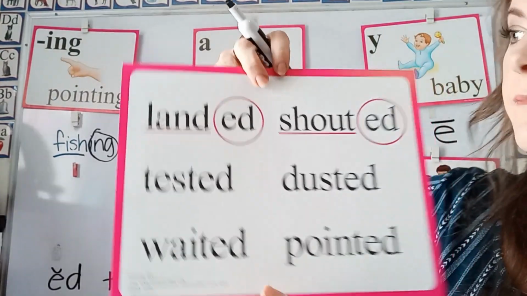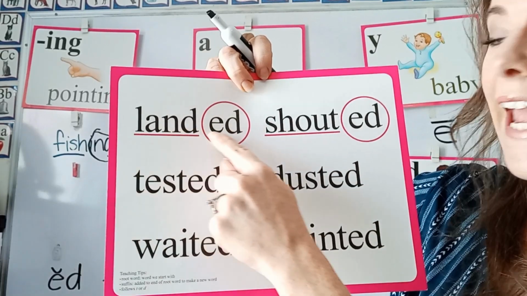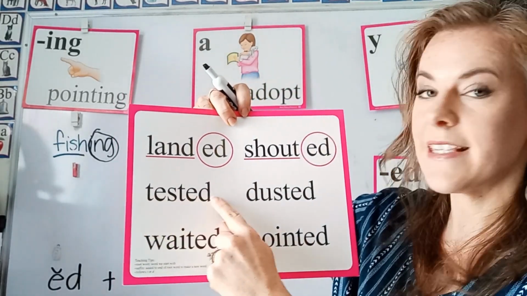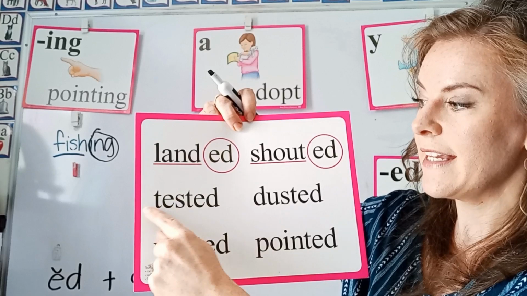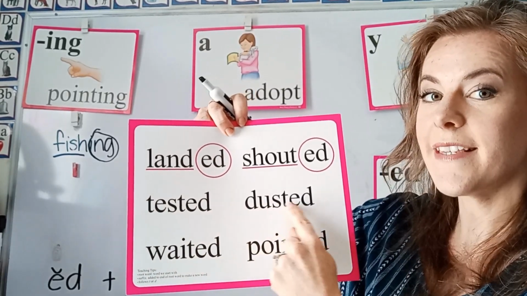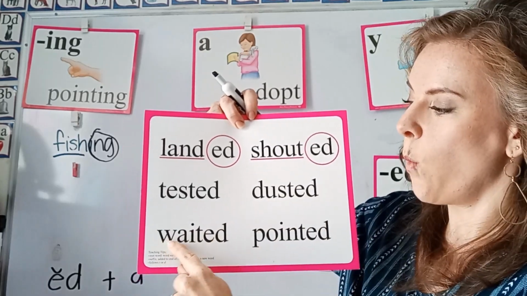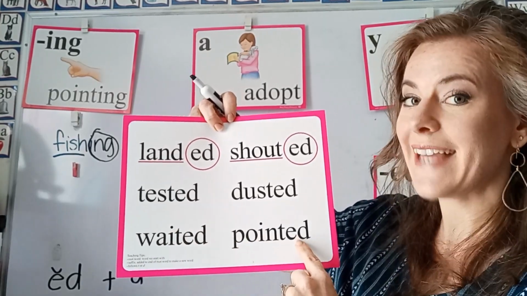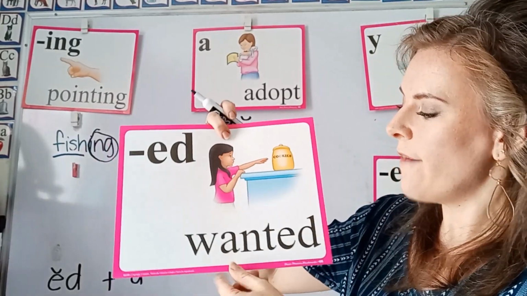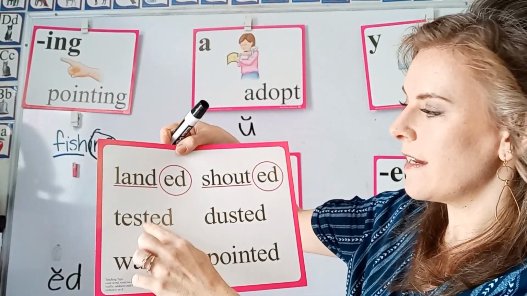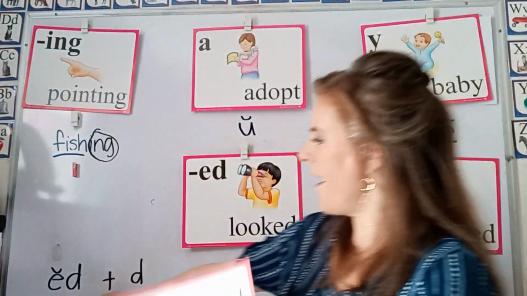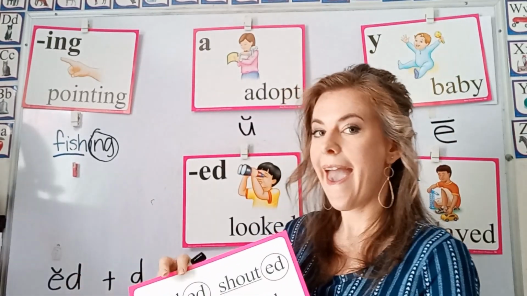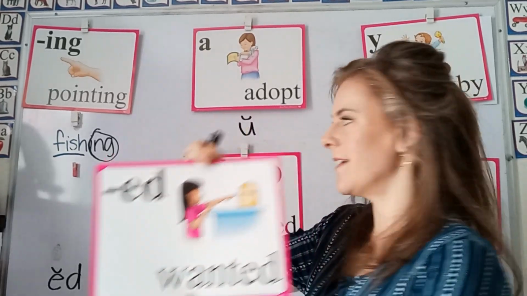For example, land, ed, landed. Shout, ed. See the T? Test, tested. Notice the T? Dust, dusted. See the T? Wait, waited. The T. Point, pointed. So when you have a word, usually with a D or a T, it makes the ed sound, the short E and the D sound. Ed, ed, wanted.